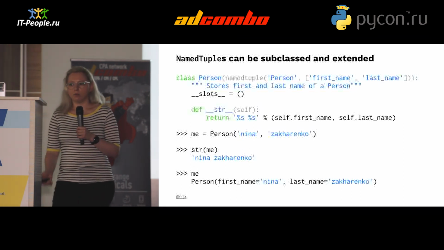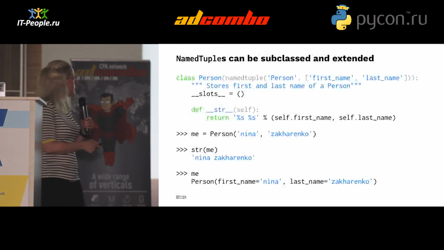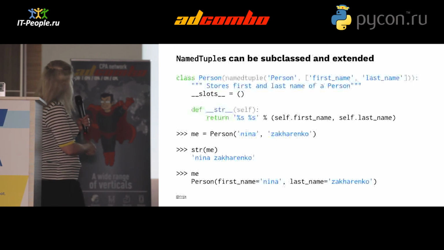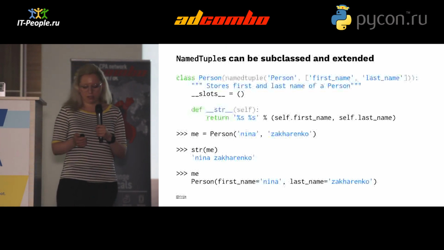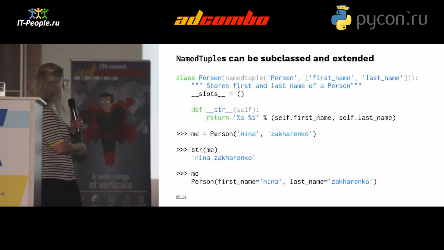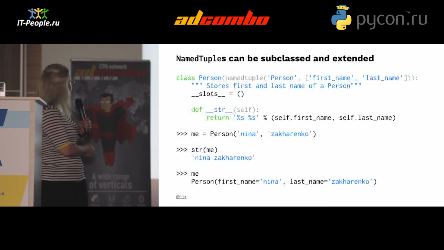So here we have a class person. It is inheriting from a named tuple. And it has its own implementation of str. So when I call str on my instance, I want this nice pretty representation instead of a representation that has the name of the class and all the different attributes. So something that's important to note here is the usage of __slots__ and setting that to an empty tuple.